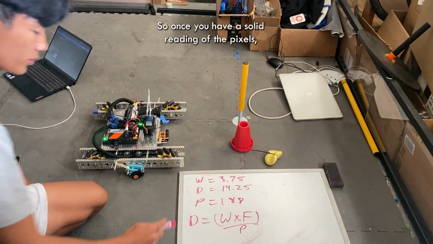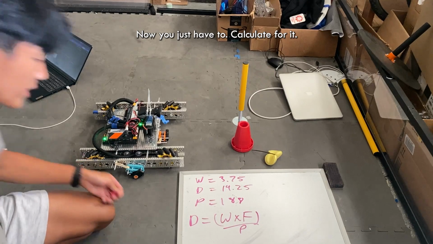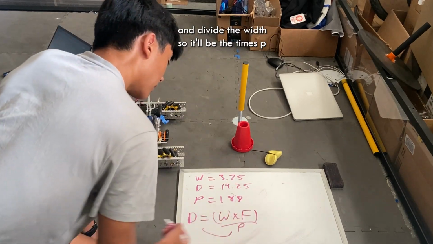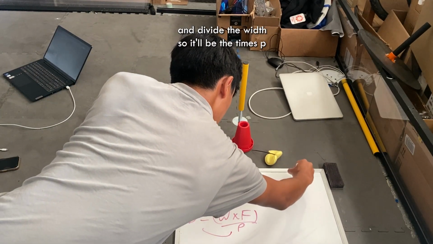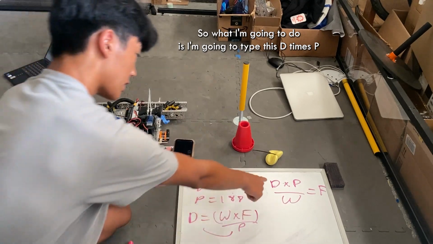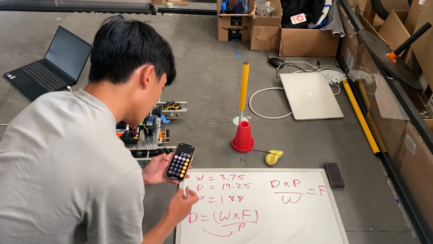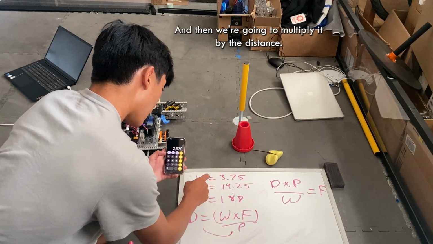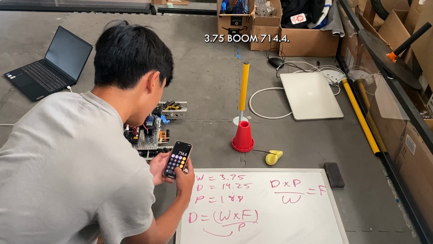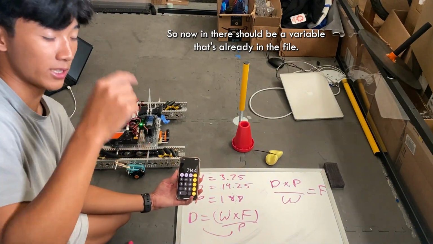Once you have a solid reading of the pixels, you have all the values, and now you just have to calculate. You're just going to do some basic algebra, multiply the P over and divide by the width. So it'll be D times P divided by W is equal to F. Okay, so I'm just going to type this in. D times P: 14.25 times 188, and then divide by the width, 3.75. Boom, 714.4.